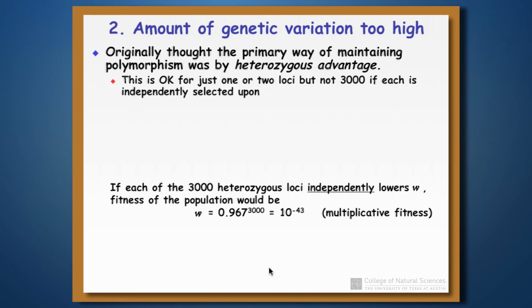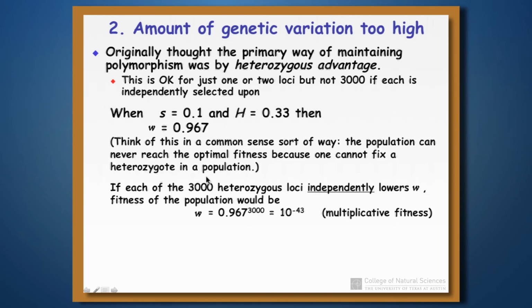Now, it's not a big deal for selection to be maintaining variation for just one locus by heterozygous advantage. But it doesn't work very well if you've got 3,000 loci that are all being maintained in some degree of heterozygosity by natural selection. So let's take a look at this. Let's assume that selection against the homozygous types is about 10%.